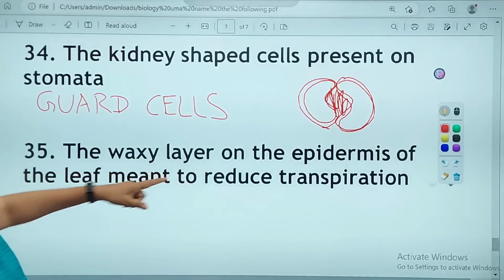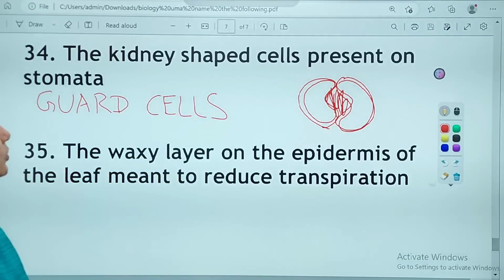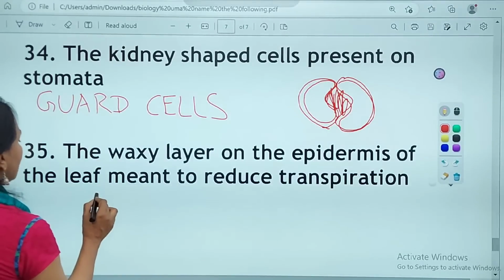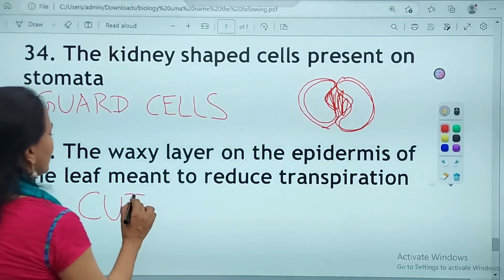The waxy layer on the epidermis of the leaf meant to reduce transpiration. That's again something that you must remember and spell right as well. It's called the cuticle.